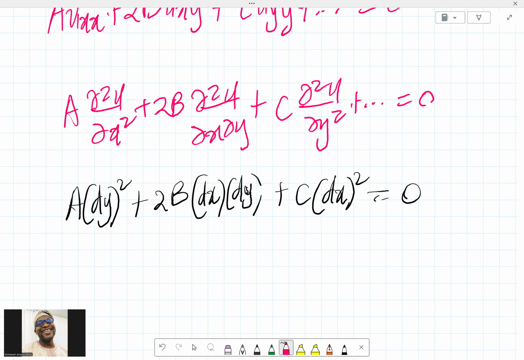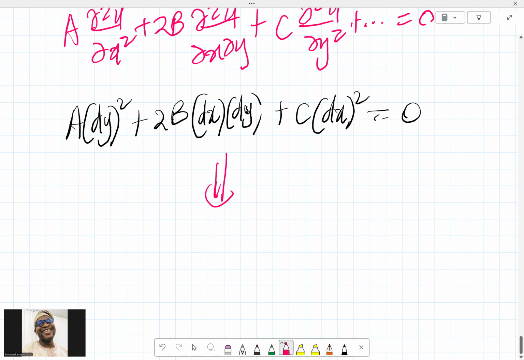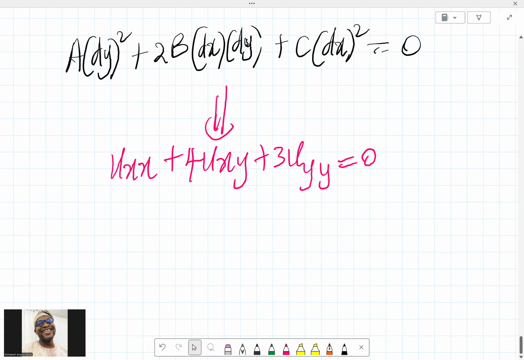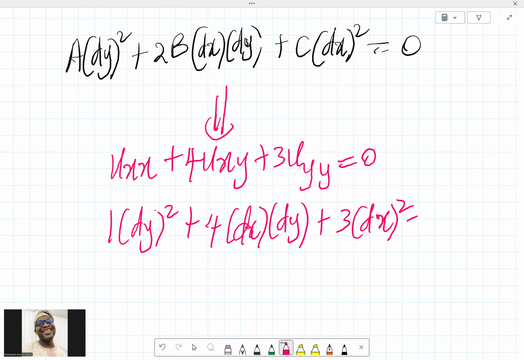If you compare this with the equation we are given in our problem, which is u_xx plus 4u_xy plus 3u_yy equals 0, then we simply have 1 into dy squared plus 4 into dx times dy, then 3 into dx all squared equals 0.